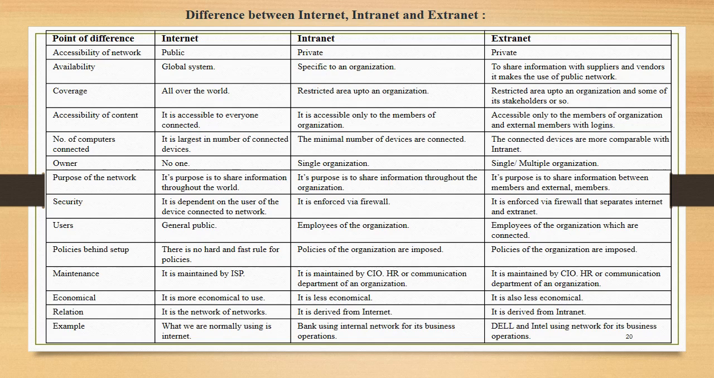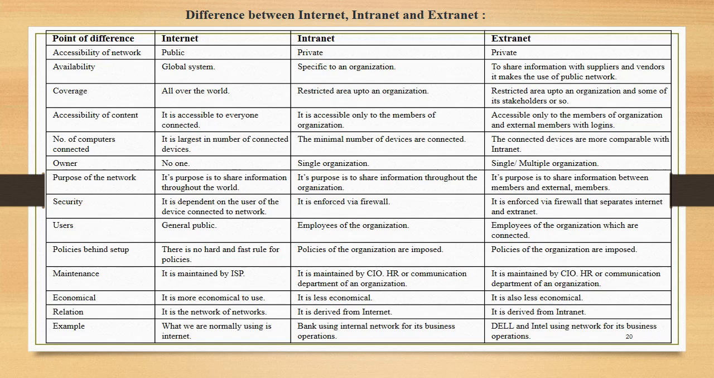Accessibility of content: internet, it is accessible to everyone connected; intranet, it is accessible only to the members of the organization; extranet, accessible only to the members of the organization and external members with logins. Number of computers connected: internet, it is largest in number of connected devices; intranet, the minimal number of devices are connected; extranet, the connected devices are more comparable with intranet. Owner: internet, no one; intranet, single organization; extranet, single/multiple organization. Purpose of the network: internet, its purpose is to share information throughout the world; intranet, its purpose is to share information throughout the organization; extranet, its purpose is to share information between members and external members.